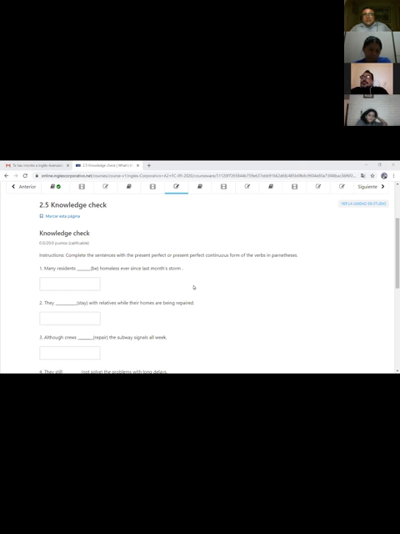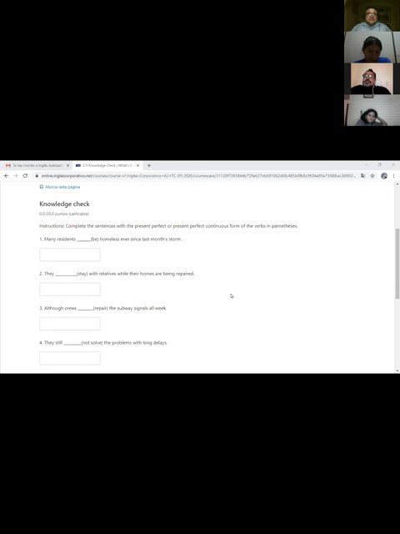What about number two? Have been staying. Yes. They have been staying with relatives while their homes are being repaired. Okay. So the action is still in progress. What about number three? Although crews have been repairing the subway signals all week. Okay. What about number four?